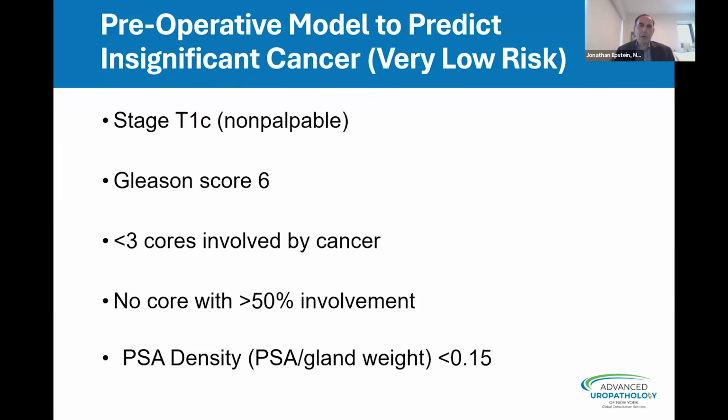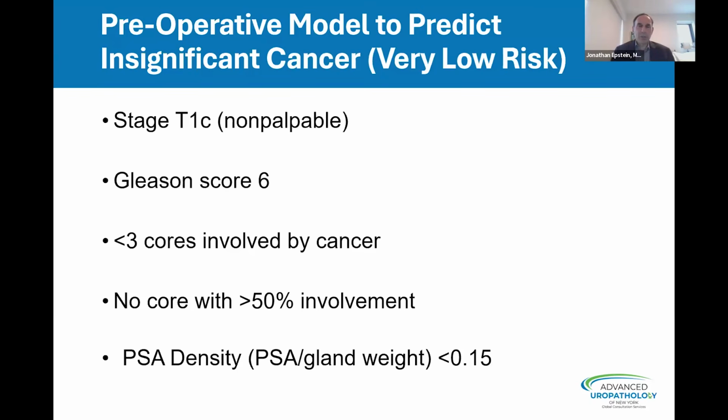So when we came up with a preoperative model to predict who would be the best candidates, we call it very low risk, which would be good candidates for active surveillance. We try to come up with the most stringent criteria where virtually every one of these patients would have good cancer for active surveillance. We wouldn't subject almost anyone to risk of being on active surveillance.